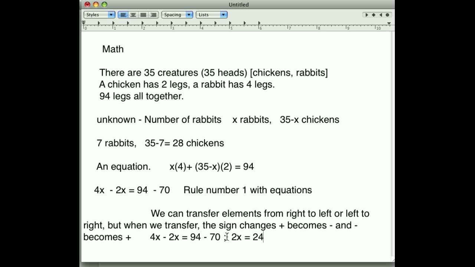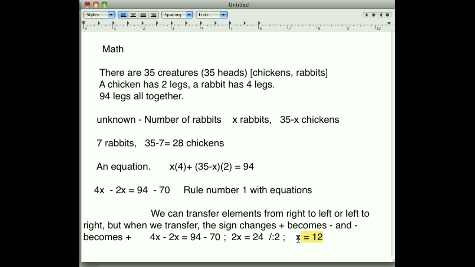So now, if 2x is 24, we want to find what is x. What we have to do, this is the second rule of the equations. We can divide each side of the equation by a number, and that has to be the same number, and then the equation remains an equation. So we divide both sides by 2. If we divide 2x by 2, we get x on the left hand side, and if we divide 24 by 2, we get 12.